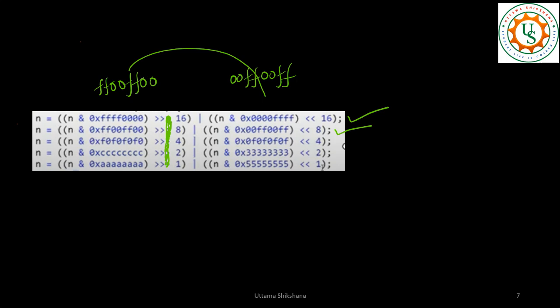Similarly for swapping the 4 bits, and similarly for swapping the 2 bits based on the logic I explained, and even for shifting the single bit. Okay, so I think you can further try to understand this logic, and you can try to execute this in a particular online C compiler. You will get it. So I have explained how it works.